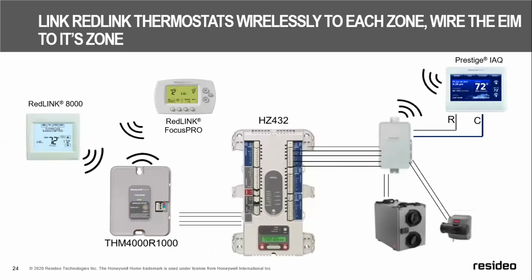Okay, so once again, we're taking advantage of utilizing wireless thermostats at the harder to reach zones within the house, communicating with the wireless adapter. But the Prestige IAQ is talking to the equipment interface device. And so consequently, it is wired into the zoning board just like a sub base of a thermostat.